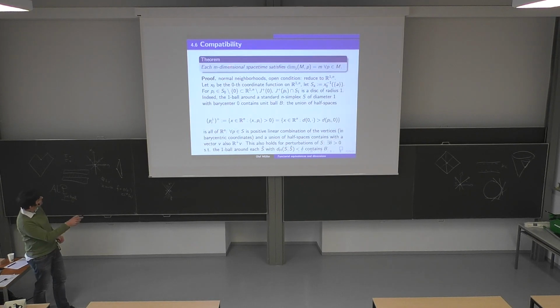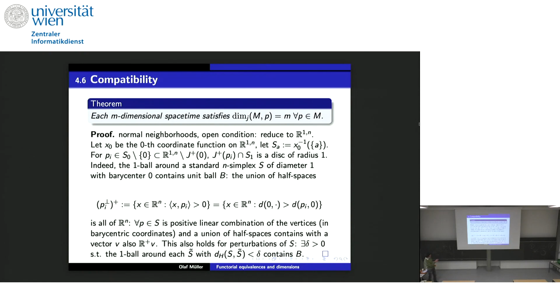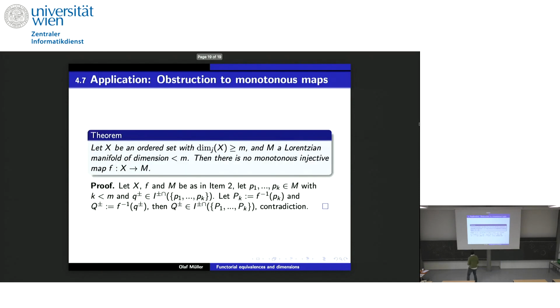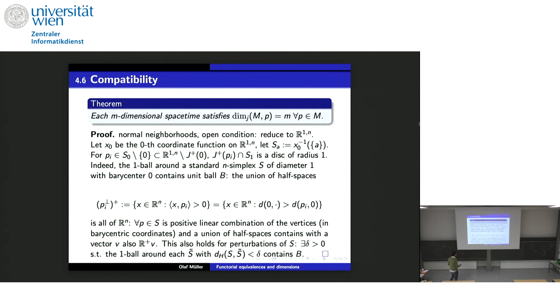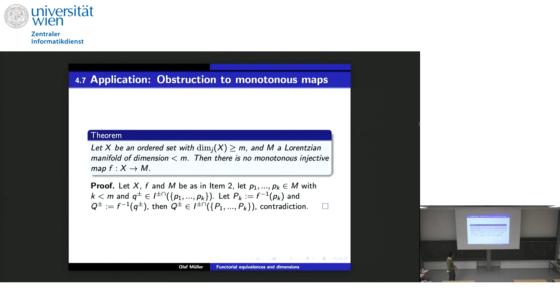Okay, and then the good news is that the n-dimensional spacetimes actually have this dimension. In particular, Minkowski spacetime has the right dimension. It's a notion of dimension for ordered spaces coinciding with the manifold dimension. For time reasons I should not go into the proof. It's not difficult. It boils down to considering simplices and stable coverings of simplices, it's not really complicated.